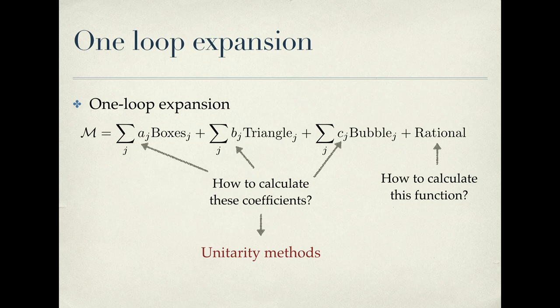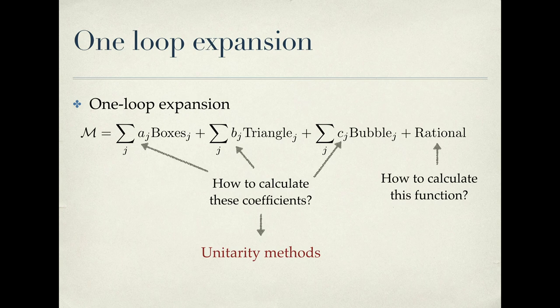And the unitarity methods tell you how to calculate these coefficients. How to calculate this rational function is more complicated, and there is not a general theory yet for how to do it. It's normally done on a case-by-case basis. You have to go to certain limits and use some information to do it. So the story about that one is not known yet in general, but the story about these coefficients is known completely.